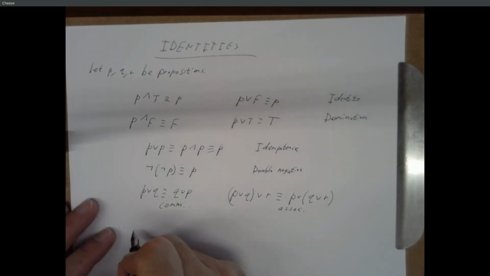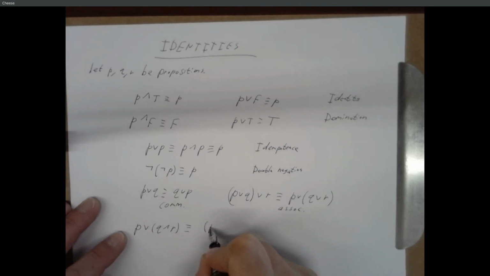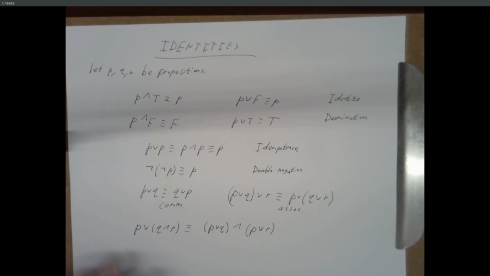We have distribution. P ORed with Q and R is logically equivalent to P ORed with Q, expression ANDed with P ORed with R. And we can also flip the ORs and ANDs and we get another version of that.